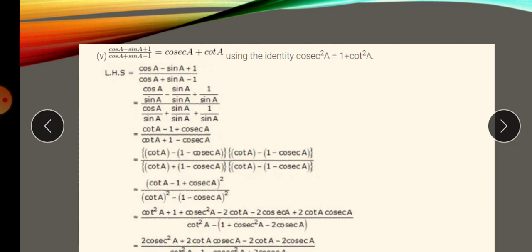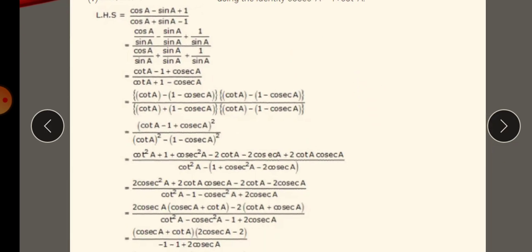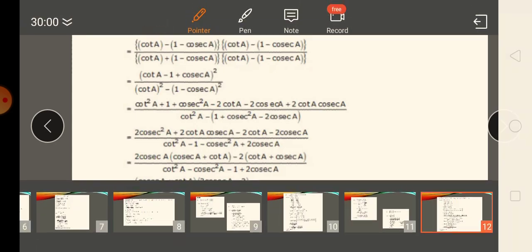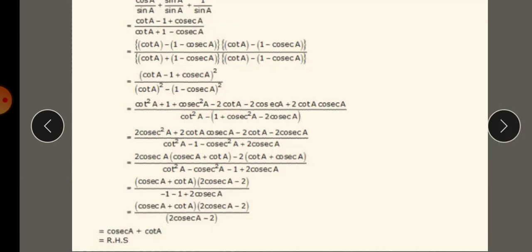Here what formula will apply? A minus B whole square formula. Minus of minus will become plus. Down here is A plus B times A minus B, which means A square minus B square. Now in the numerator, the A plus B plus C whole square formula applies: A square plus B square plus C square, plus 2AB, plus 2BC, plus 2CA, with the minus signs accounted for. Down also, cot square A minus, here the A minus B whole square formula applies: 1 plus cosecant square A minus 2 cosecant A.